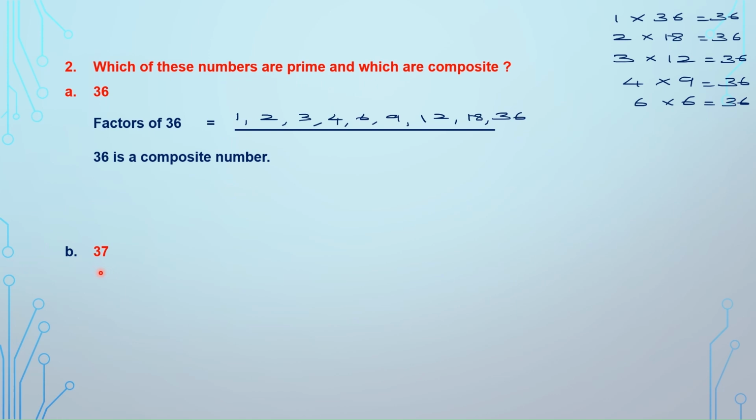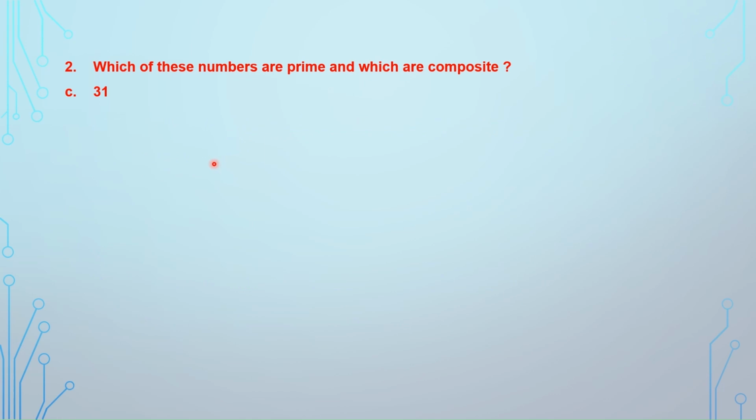Question B is 37. So let's write the factors of 37. Now 37 has only two factors, 1 and 37 itself. That means 37 is a prime number. A number which has only two factors is called a prime number. A number which has more than two factors is called a composite number. Now question C. Now what are the factors of 31? 31 also has only two factors, 1 and 31. That means 31 is a prime number.